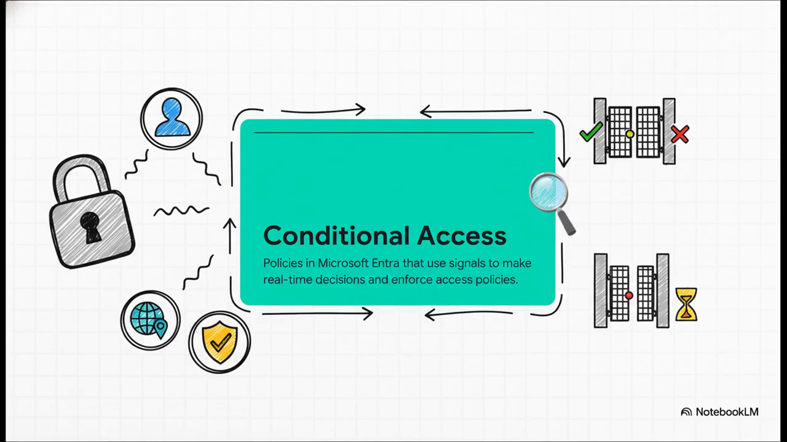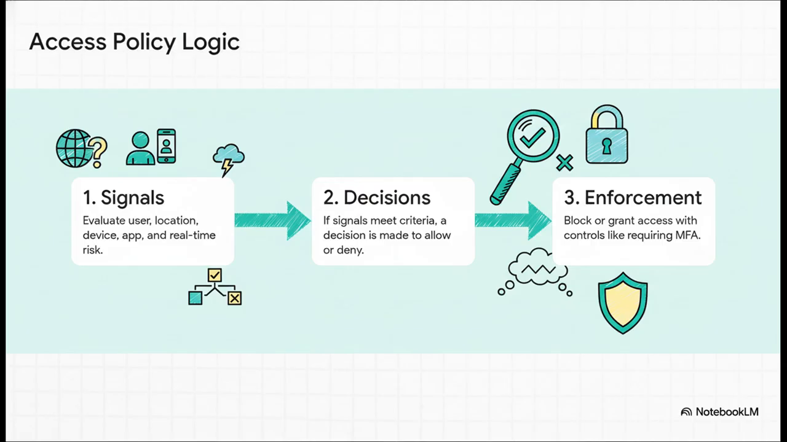It's constantly looking at a set of incoming signals, the who, what, where, and when of an access request, and based on the rules you set up, it makes a split-second decision to grant access, block it, or challenge it for more proof. And this policy logic is just incredibly powerful. Think of it as a dynamic if-then statement for your security.